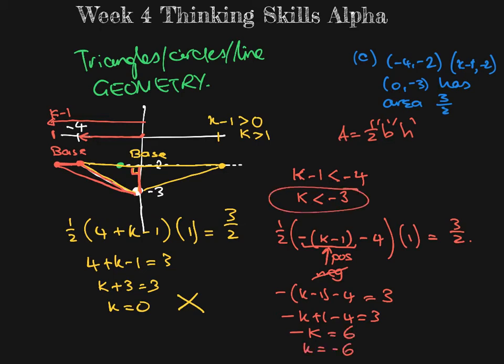Yeah. I said k was less than minus 3. Minus 6 is less than minus 3. So this is a definite contender for the value of k that works for this triangle. We've got one more to try, which is the green one.